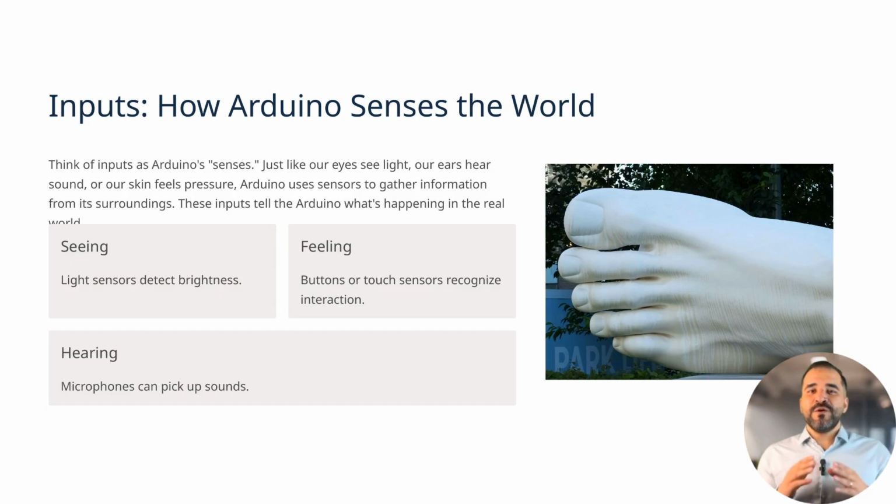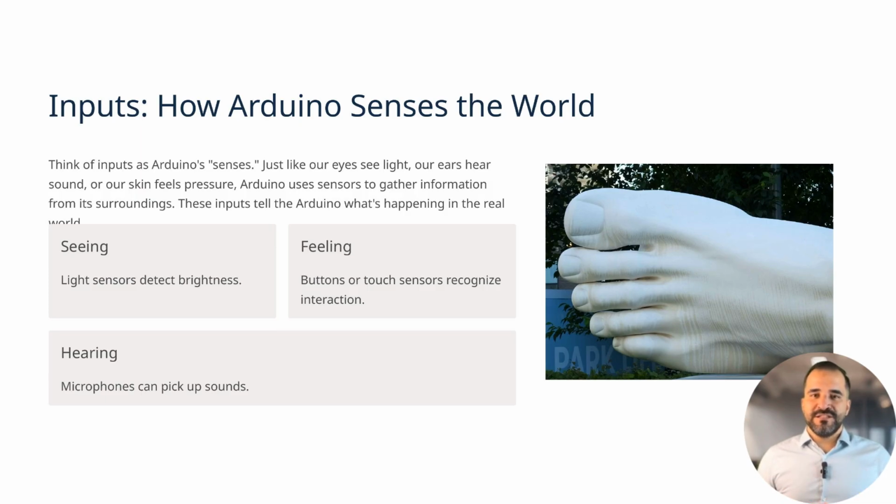Inputs are like the senses of an Arduino, allowing it to gather information from its environment and respond intelligently. Just as humans rely on sight, touch, and hearing to navigate the world, Arduino uses sensors to detect changes and conditions in its surroundings. A light sensor acts like an eye, detecting brightness levels, helpful for projects that respond to day and night. Buttons and touch sensors serve as a sense of touch, allowing users to trigger actions with a simple press or tap. A microphone works like an ear, capturing sound waves that Arduino can analyze to detect noise levels or respond to specific audio cues.